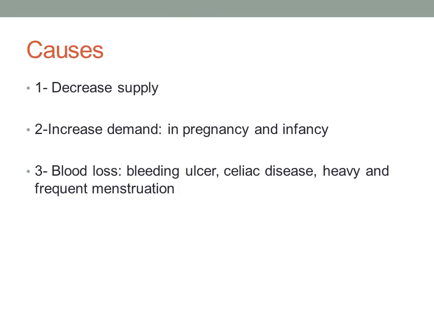There are three main causes of iron deficiency anemia. First, decreased supply, which is when you have less iron in your diet. Second, increased demand, such as in the case of pregnancy. Third, blood loss, such as bleeding ulcer, celiac disease, or having infrequent menstruation cycle.